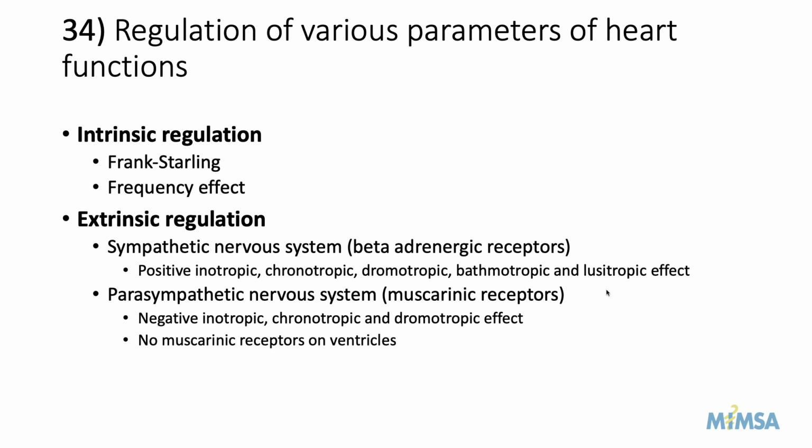And then I also talked about the lusitropic effect, meaning the rate at which the heart can relax, to increase the contraction as well. So it increases the lusitropic effect. So these are the 5 ways that the sympathetic nervous system affects the heart, and this was actually a question that was asked in the final exam.